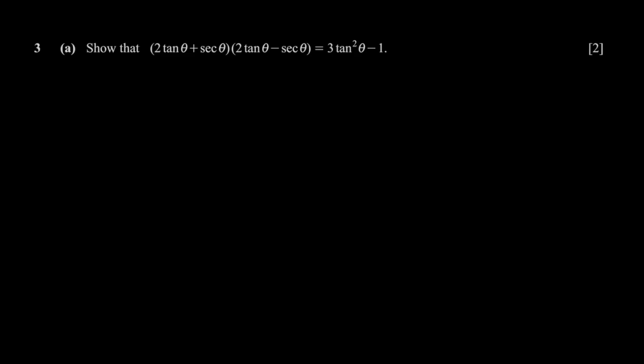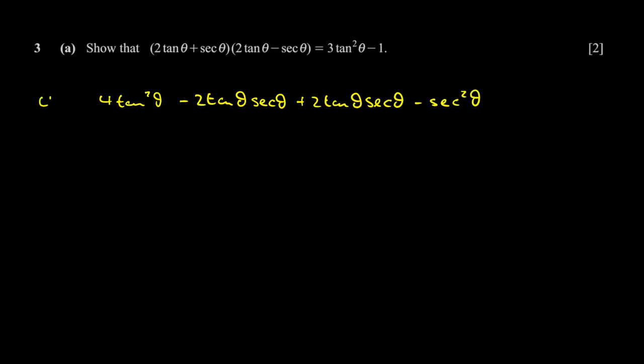Okay, question 3. We want to show that 2 tan theta plus sec theta times 2 tan theta minus sec theta is equal to this thing here. Well, we're just going to expand the brackets on the left-hand side. So 2 tan theta times 2 tan theta is 4 tan squared theta. And then we're going to have 2 tan theta times minus sec theta. So that's minus 2 tan theta sec theta. And then we'll have sec theta times 2 tan theta. So that's plus 2 tan theta sec theta. And then we've got sec theta times minus sec theta, which is minus sec squared theta.